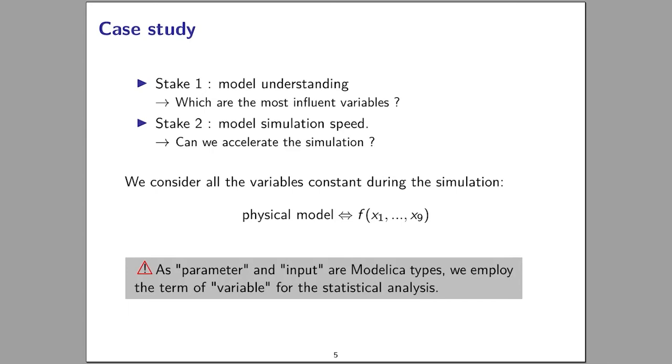To do this, we are going to consider all the variables constant during the simulation. This means that our physical model, or Modelica model as seen before, is going to amount back to a function with 9 inputs and 1 output. As parameters and inputs are actually Modelica types, I will try to employ as much as possible the term variable for the statistical analysis, so as not to mix words.